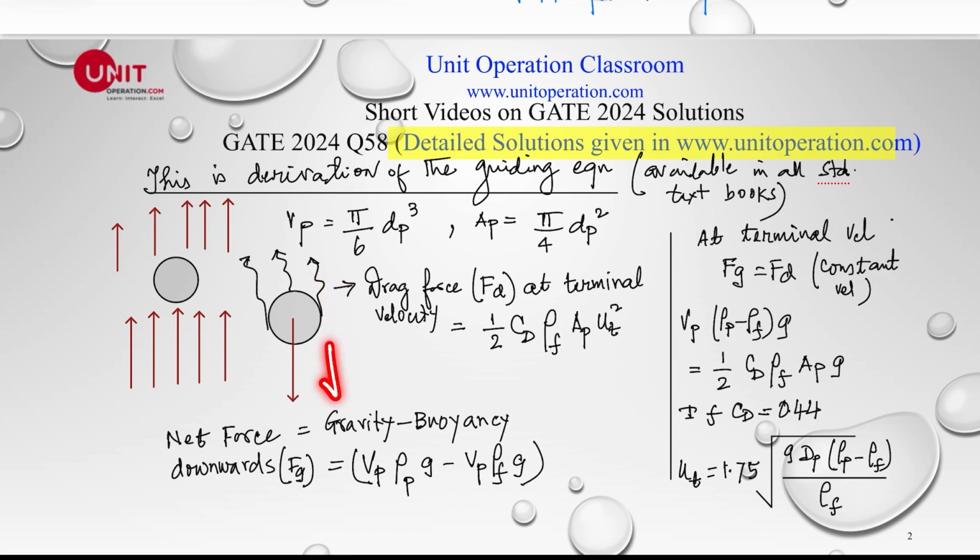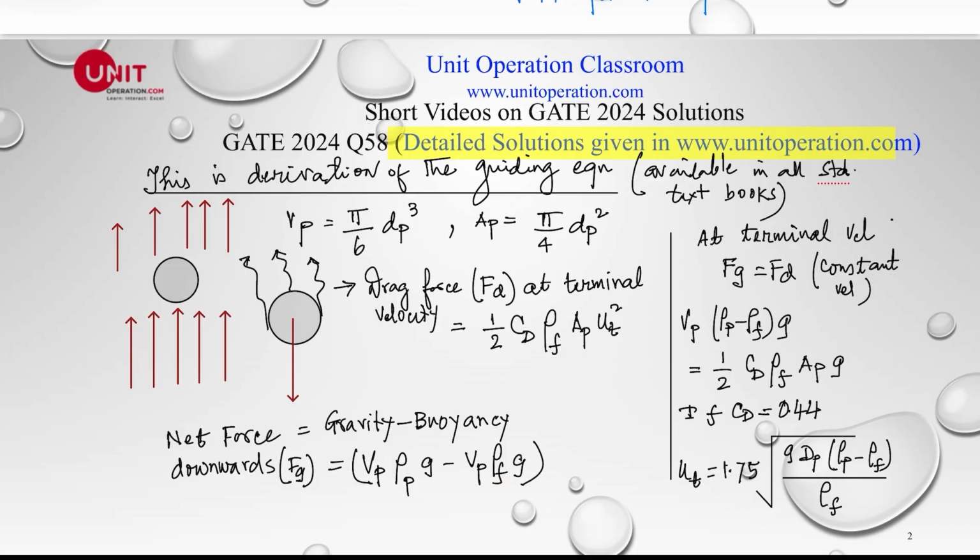So the net force downward would be equal to gravity times mass. So this is basically the weight of this particle, the mass of the particle multiplied by g. That's the weight of the particle, and this is the weight or the mass of the fluid that's displaced by this particle. So that's the buoyancy factor.